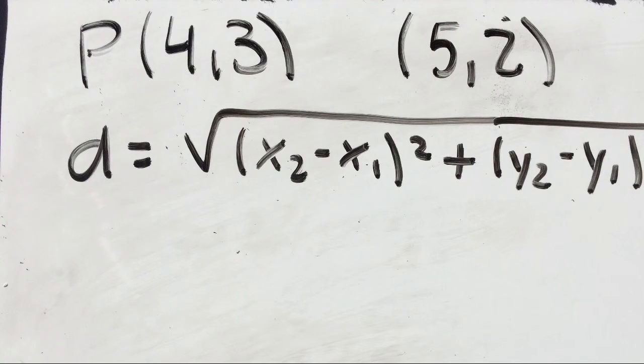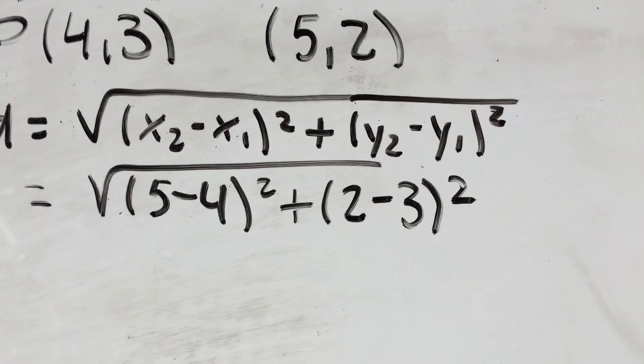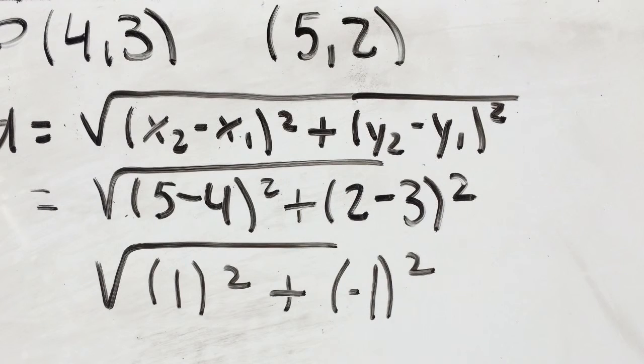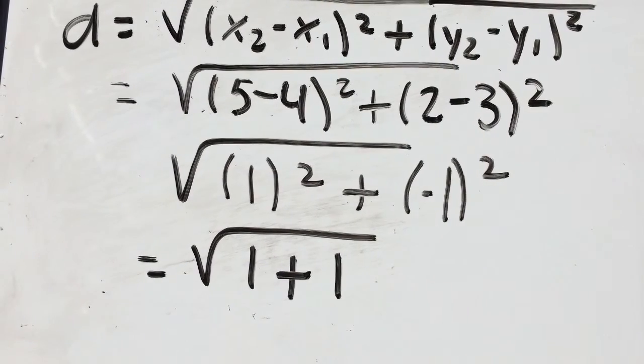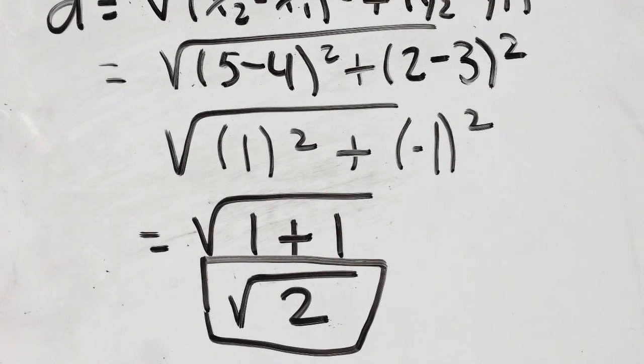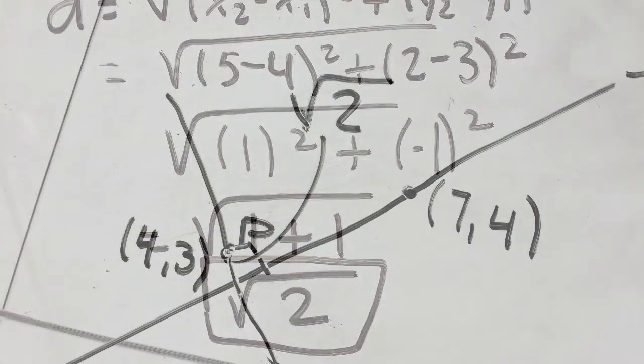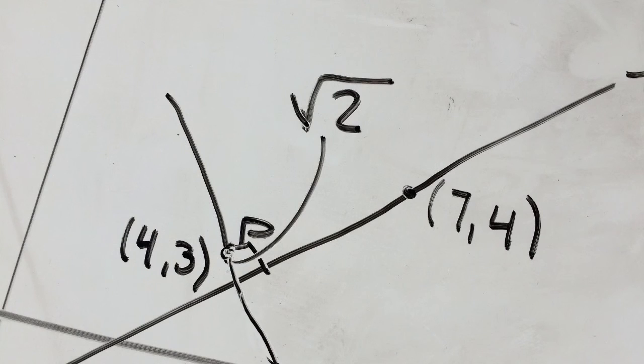Now we need to plug point P and the point of intersection into the distance formula. That is the square root of 5 minus 4 squared plus 2 minus 3 squared. That simplified equals the square root of 1 squared plus negative 1 squared. That equals the square root of 1 plus 1, which is the square root of 2. The distance between line L and point P is the square root of 2.